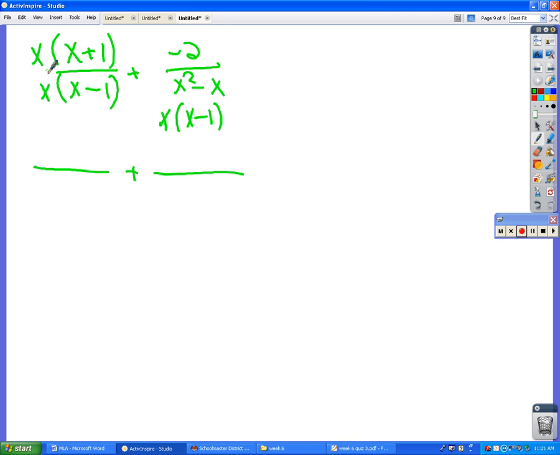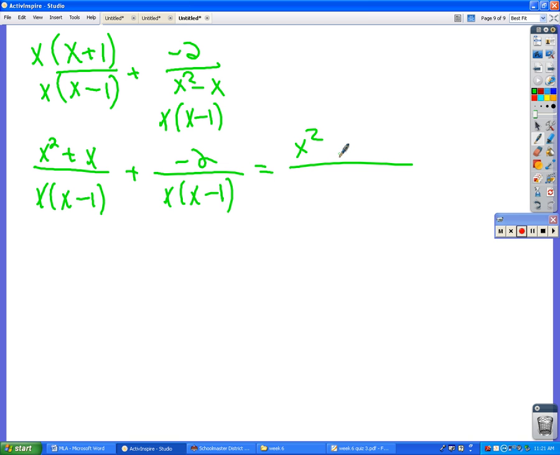As long as I do the same thing to the top and the bottom, I'm okay. Just like if I do the same thing to the left side and the right side of the equation, I'm all right. Okay, so let's do this now. X times x plus 1 is really x squared plus x, and then over here I have a minus 2. So when I combine these, I get x squared plus x minus 2 over x times x minus 1. Because I can factor the top.